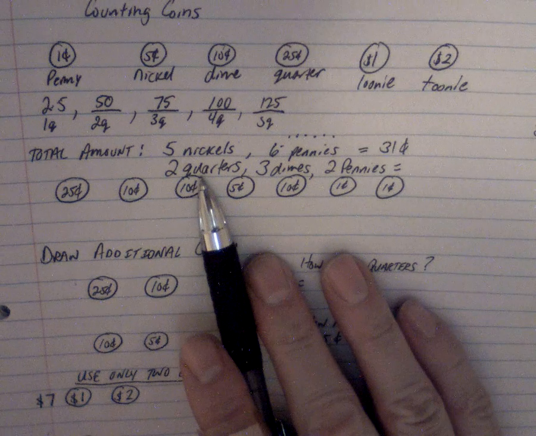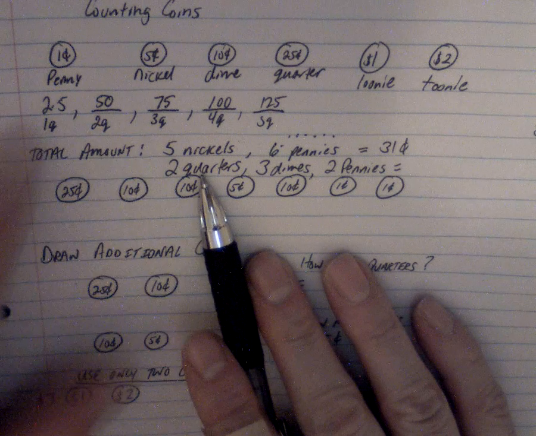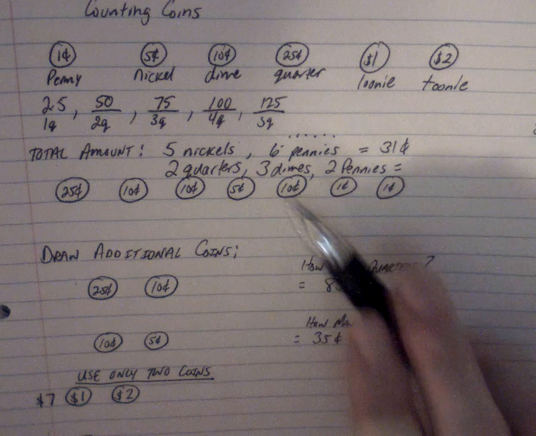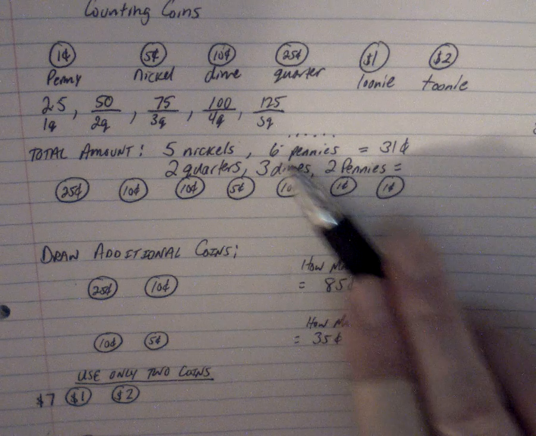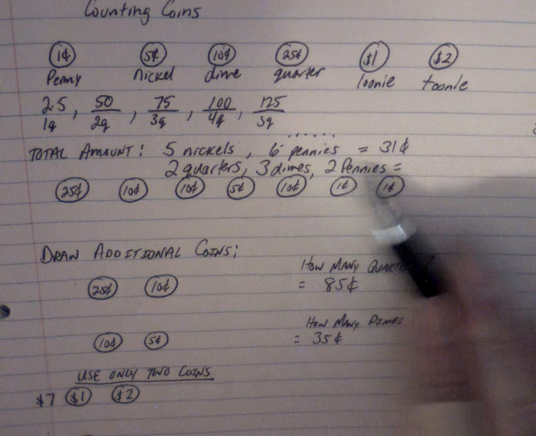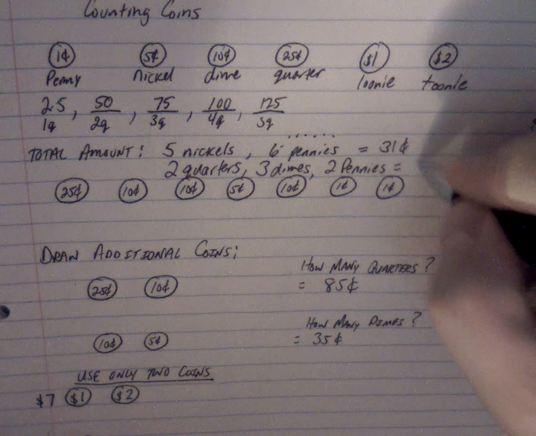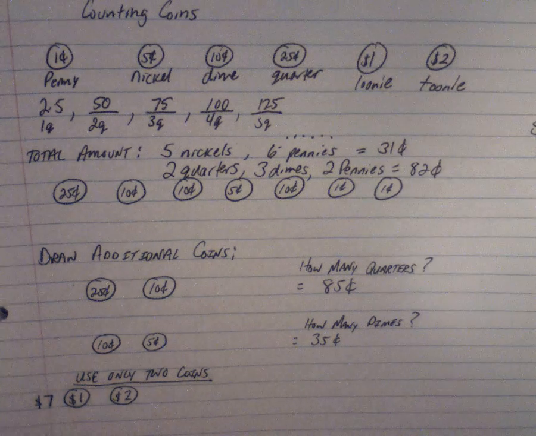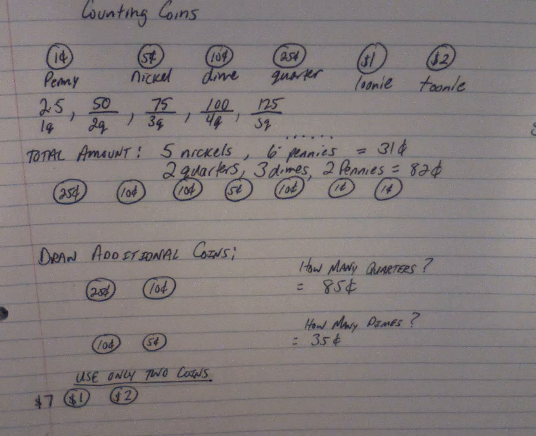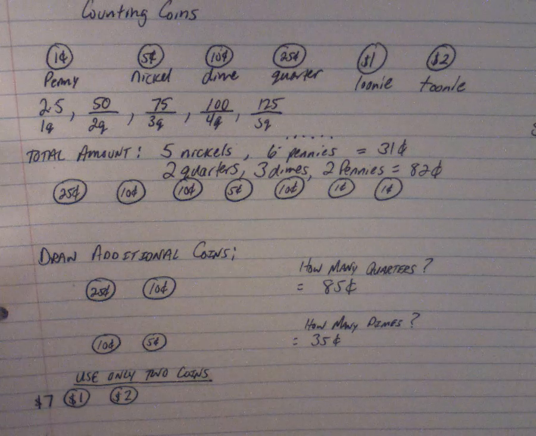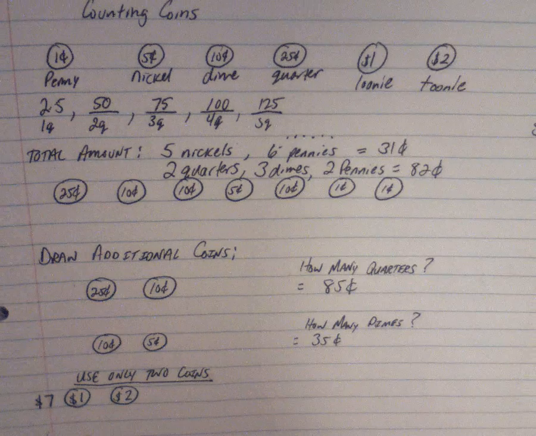2 quarters. How much is 2 quarters? If I look up here, I get 2 quarters, which is 50. Dimes are worth 10, 60, 70, 80. And then 2 pennies, 81, 82 cents. Okay guys, this is just pretty simple addition, working with money. Alright, what you're going to see is give the total amount by the coins given.